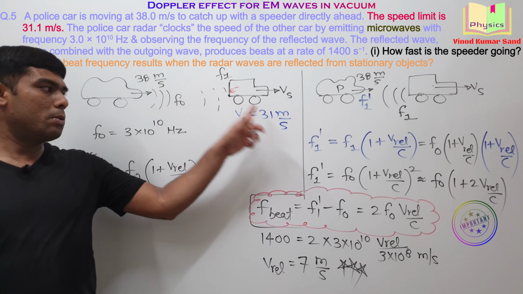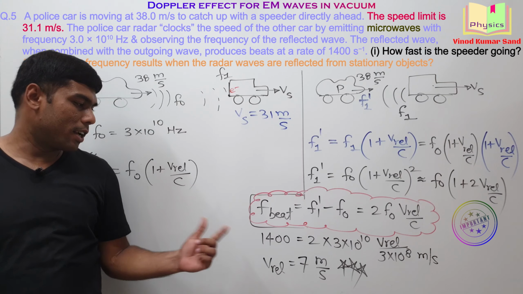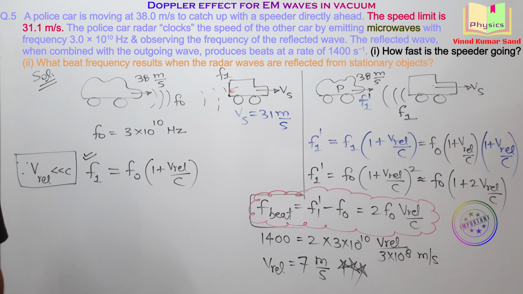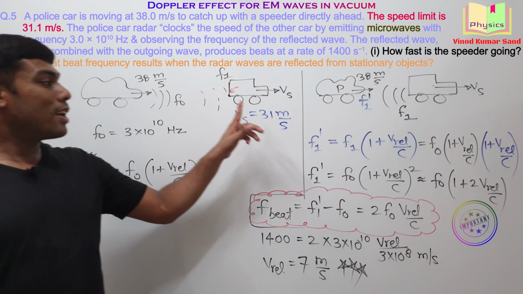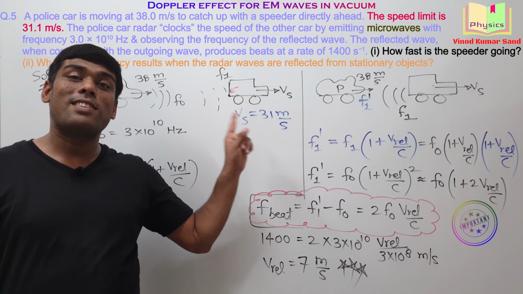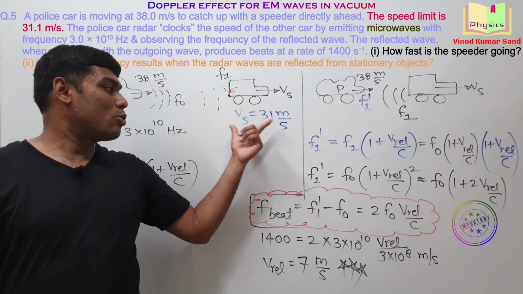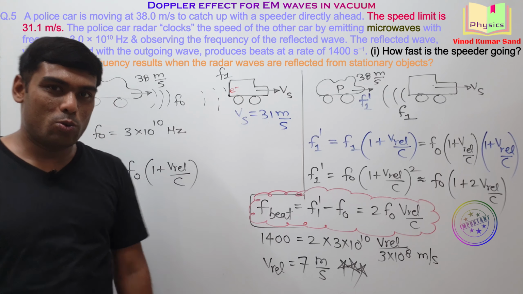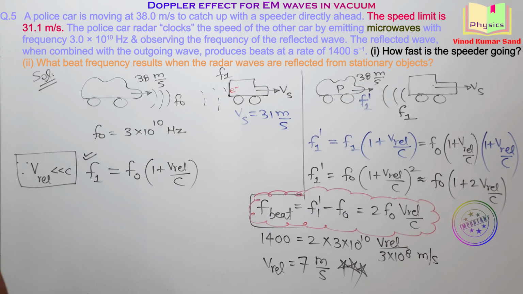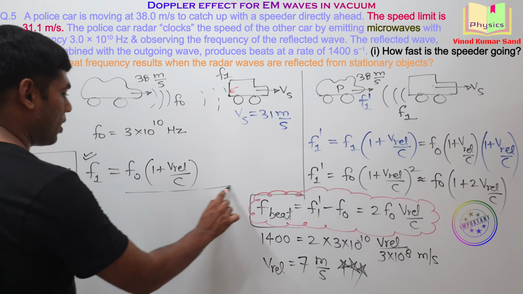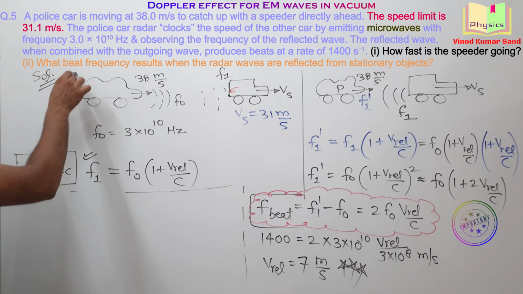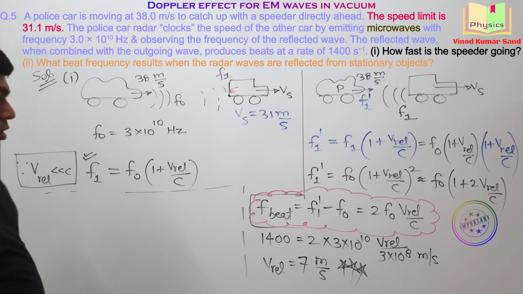Check it: 38 meter per second and 31 meter per second. The relative speed will come out to be 7 meter per second. Since its speed is less than the speed limit, it won't get any speeding ticket. I hope you understood this calculation. It was a simple one. Now here is the space, so I can find the second answer also. This all was the calculation for the first part.